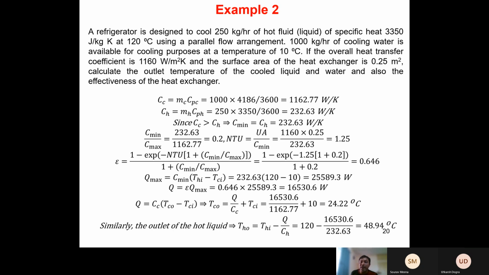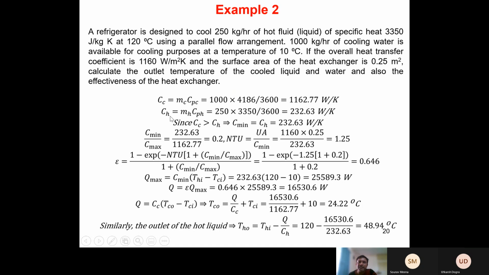For the effectiveness method, first we have to calculate CC, MCCPC and MHCPH, whether CC is C min or CH is C min, that you have to first determine. So first calculate MCCPC. The mass flow rate is already given. For the cold fluid, the mass flow rate is 1000 kg per hour. So kg per hour, if you divide by 3600, that becomes kg per second, multiplied by the heat capacity. For water, the heat capacity is 4186 joule per kg Kelvin. So if I multiply this, I get CC comes out to be 1162.77.